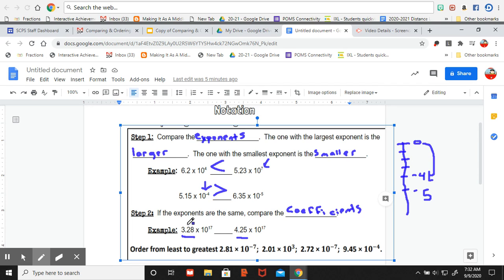So looking at 3 and 28 hundredths times 10 to the positive 17th power and 4 and 25 hundredths times 10 to the 17th power, well, since both are 10 to the 17th power, we're going to look at the coefficients, 3 and 28 hundredths and 4 and 25 hundredths. Well, what's the larger value? 4 and 25 hundredths. Therefore, 3 and 28 hundredths times 10 to the 17th power is less than 4 and 25 hundredths times 10 to the 17th power.